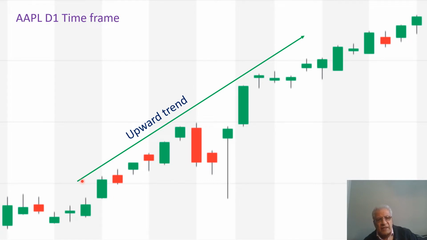So basically, in a strong uptrend, if you see a hammer, for example, or anywhere a hammer like this, it doesn't mean that it is the sign of a reversal. It means that it is the continuation of this big momentum uptrend.